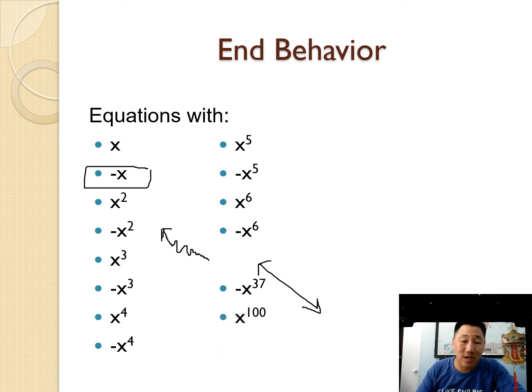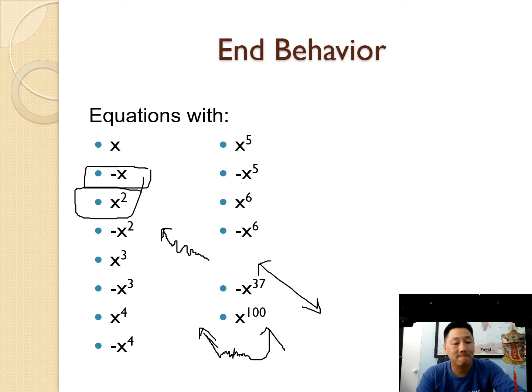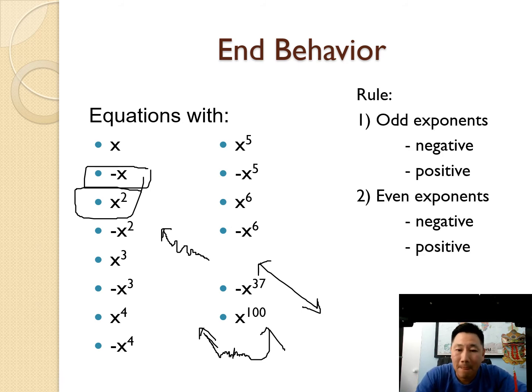Or what does x to the 100th power look like? It's going to look like the x squared. It's going to go up and up, and then a lot of inflections in between. Okay? So let's come up with a general rule.